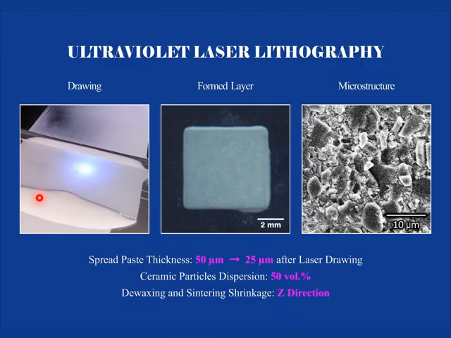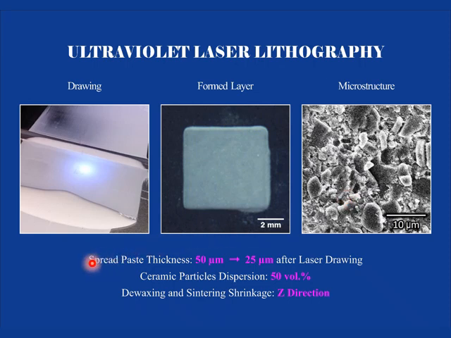This figure shows the laser drawing process, and the bright color shows the laser spot side. After laser scanning, we can create plate-shaped materials like this. Here are the microstructures. You can see micrometer-order bulks created in the microstructures, about 5 to 8 microns. Of course, at first, the ceramic particle size is under 1 micrometer. So the micrometer-order bulks were created by laser beam irradiation.